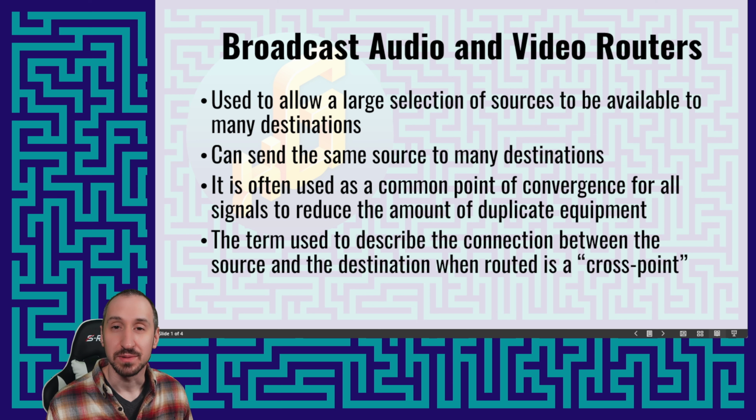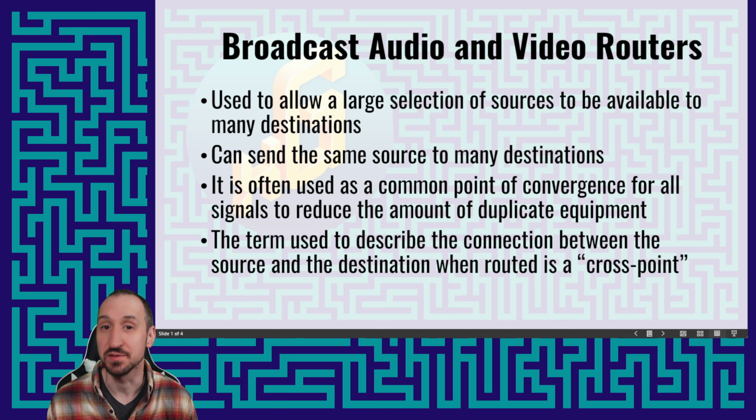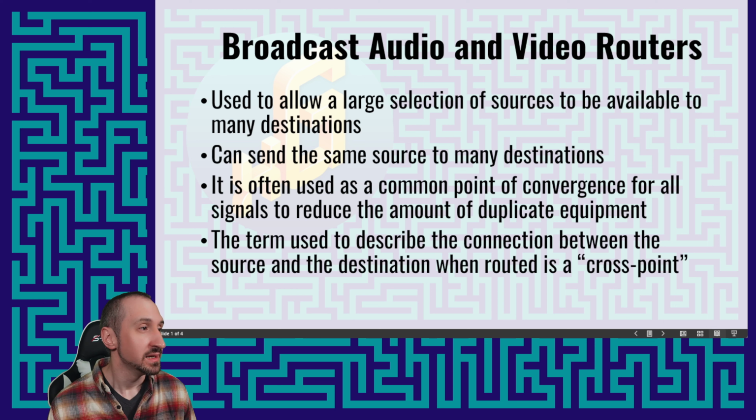So the router takes that and makes it more ergonomic, I would say. It's less labor intensive and a lot more self-service for the users. By having all of the signals go into and out of the router, or as many as possible, because of course they're limited by size, it definitely makes things a lot easier. And the term used to describe the connection between the source and the destination within the router when it is routed is called a crosspoint.